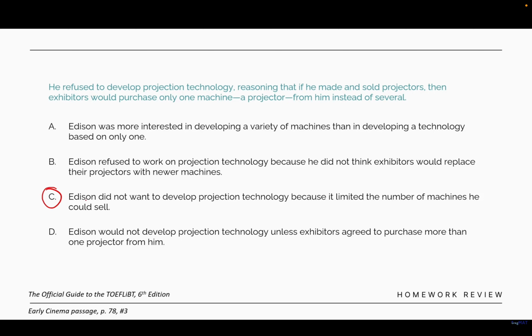So the first idea is Edison did not want to develop projection technology. Where is that? He refused to develop projection technology. Very good. And then it gives us a reason. Where does it say reason? Reasoning, very good. And then finally, where does it say it limited the number of machines he could sell? Would purchase only one machine, instead of several. It limits its count. I like it.